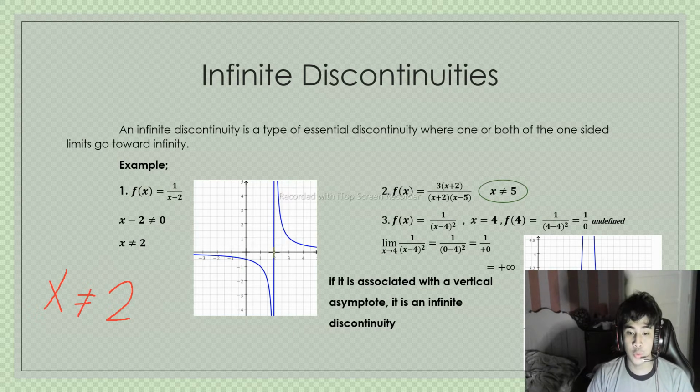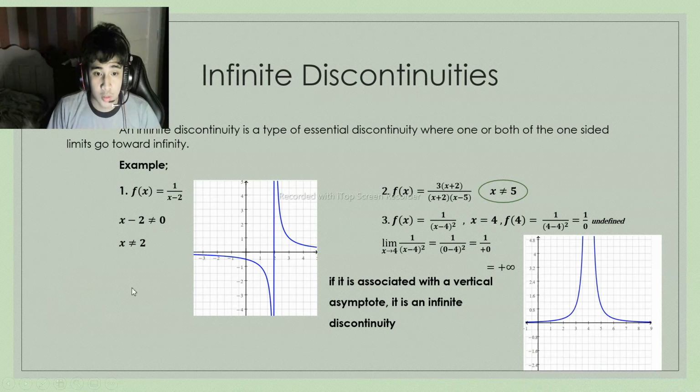So 2 is our vertical asymptote, and we have an infinite discontinuity wherein the graph of this infinite discontinuity looks like something like this. Ayan, yung point na yan ay patungo sa walang hanggan. So move on to our next example.